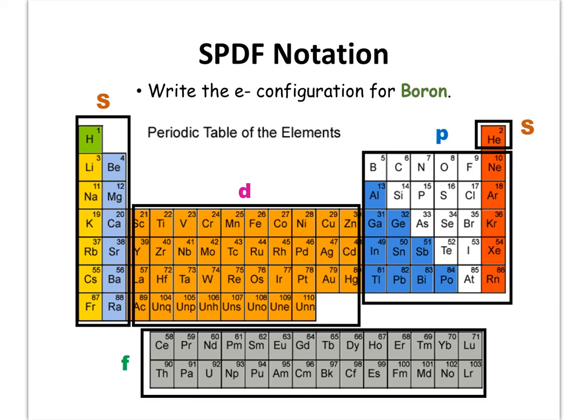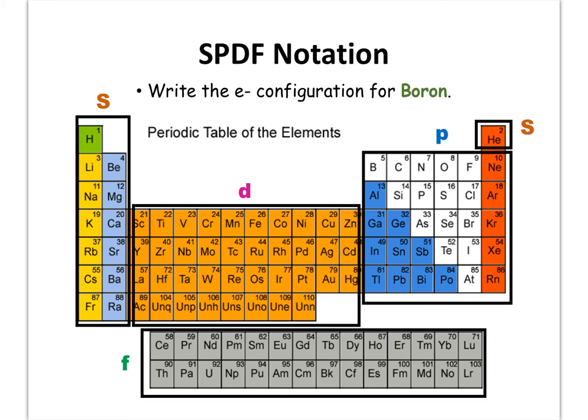All right, so now I'm going to show you how to write the SPDF configuration here for boron. You find boron on the periodic table. Boron is right here, number 5, so we're not going to have to go that far. We only have 5 electrons essentially to show. So you always start at the periodic table at the top with hydrogen and trace your way along using the energy levels and sublevels until you get to boron.